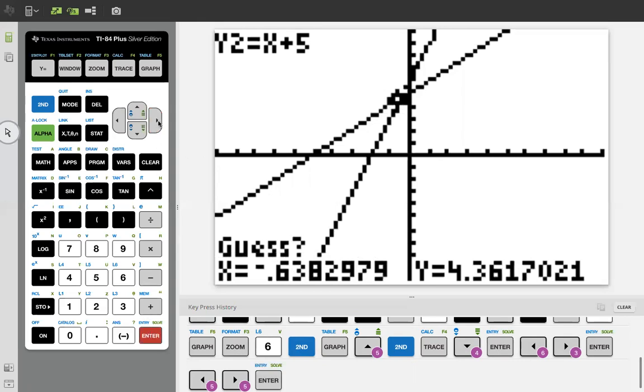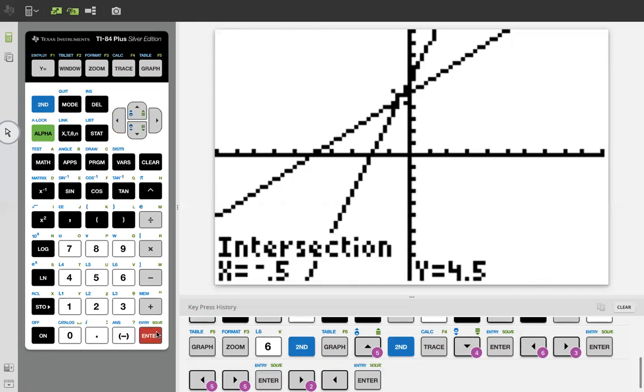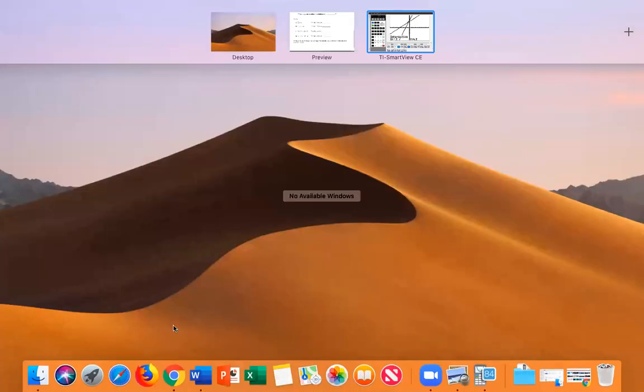Now it asks me to guess. So I'm going to try and put that blinking dot where I think they cross, and I think it's right around there. So I'm going to hit enter. Guess what? It gave me a number. It said x equals -0.5. Okay? So let's see if we were right. Let's see if x is -0.5.